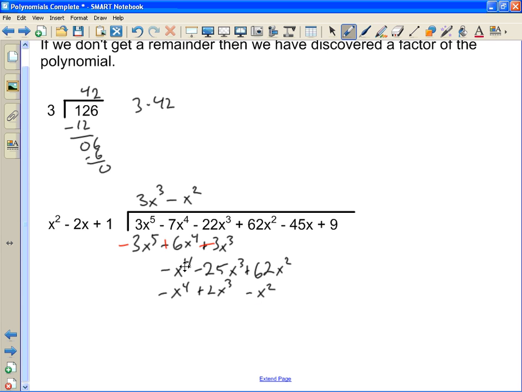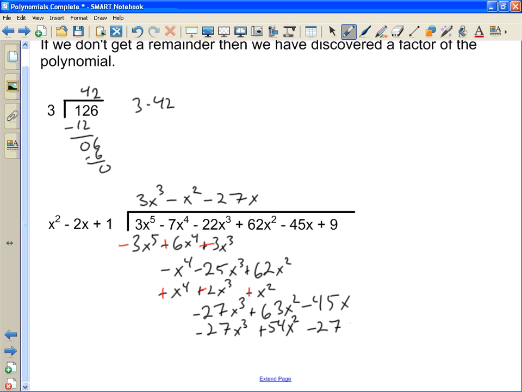Okay, now I'm going to subtract this, so change all my signs. So here that goes away. This is with negative 27x cubed, and this would be plus 63x squared. Drop the 45 down. Okay, I'm going to have to multiply by negative 27x, which is going to be positive 54x squared and negative 27x.